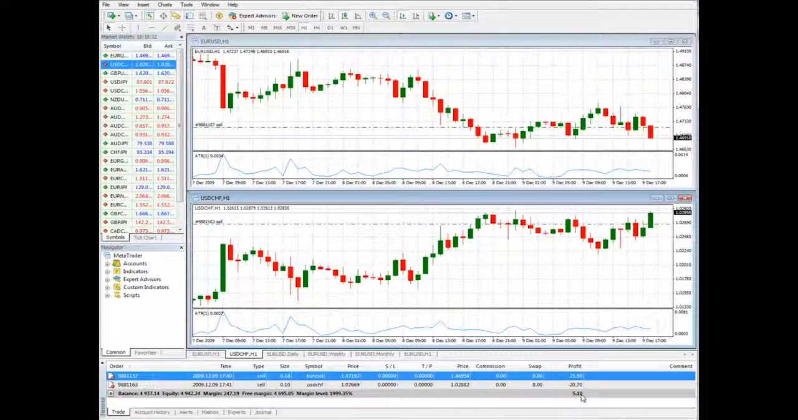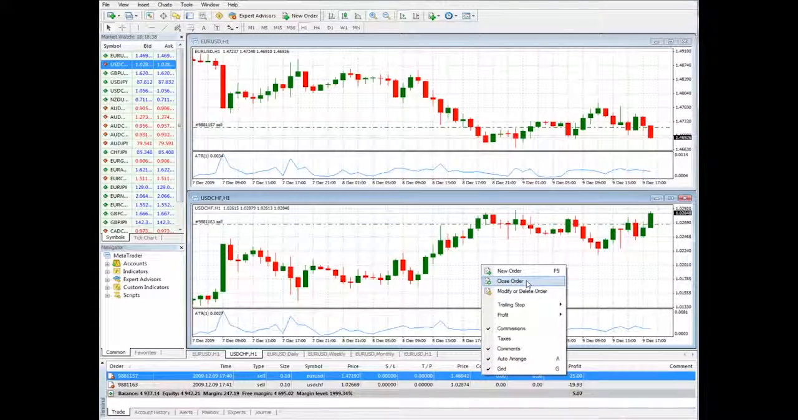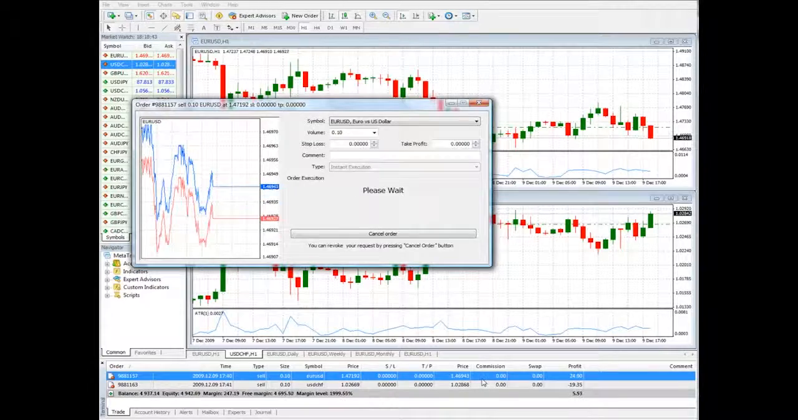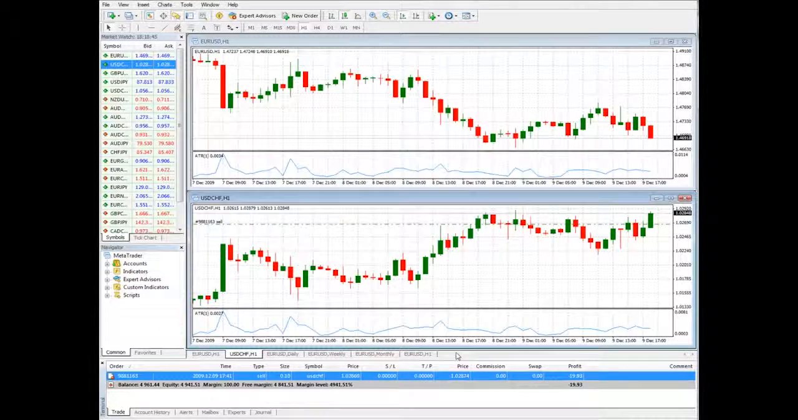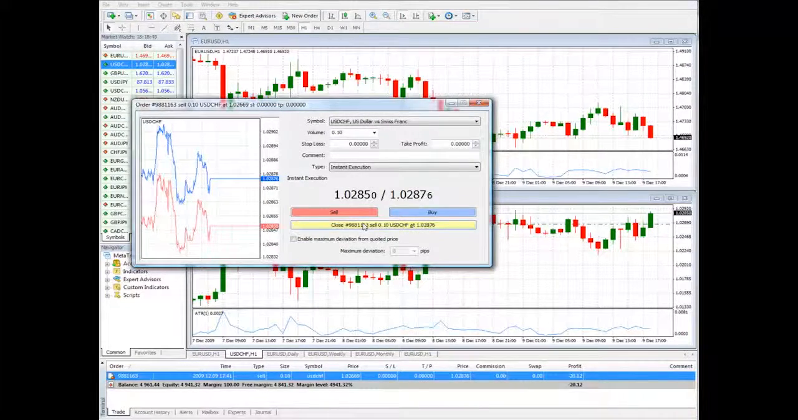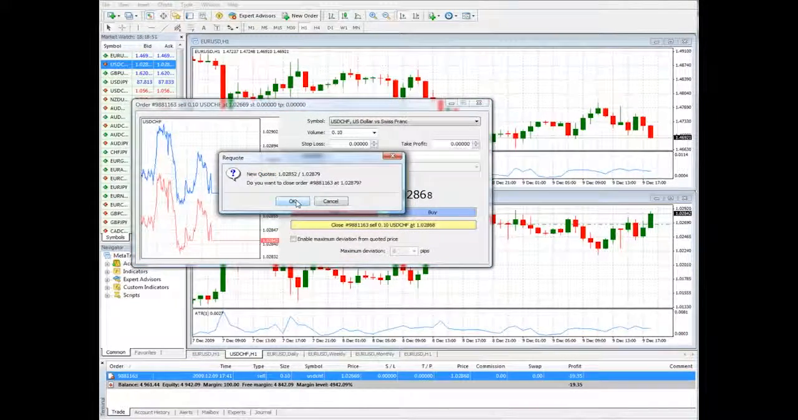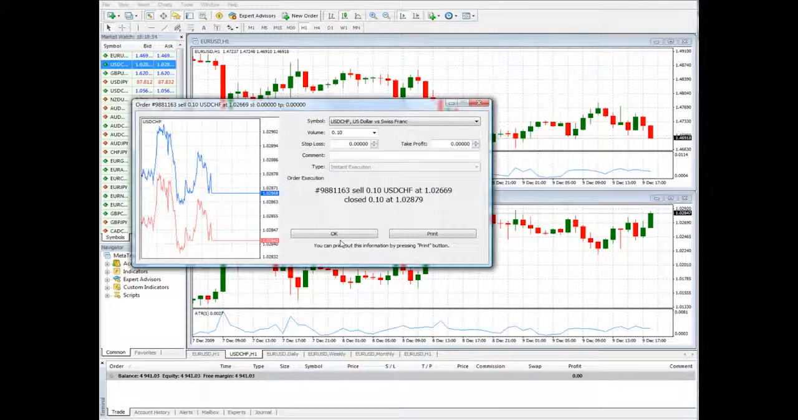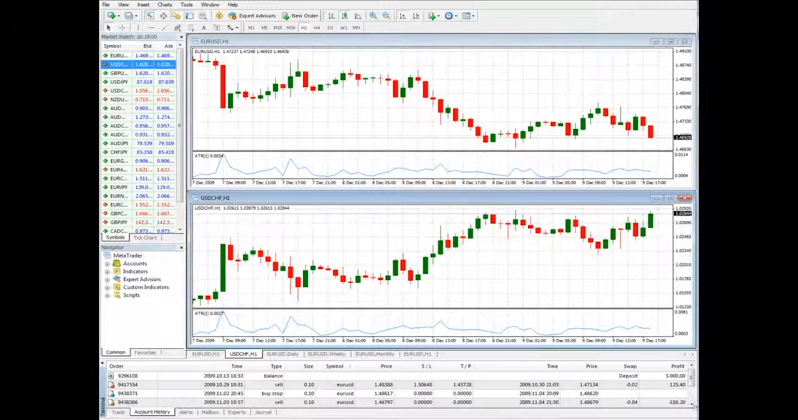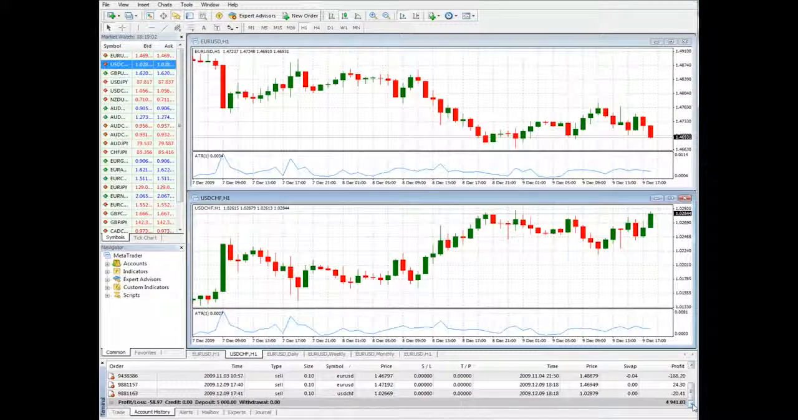Or if you're in a scalping mood, like we're going to be right now, we're going to jump in with just a little bit of profit, and we're going to close that order. Now we're going to jump in, and we're going to close that order. Done.